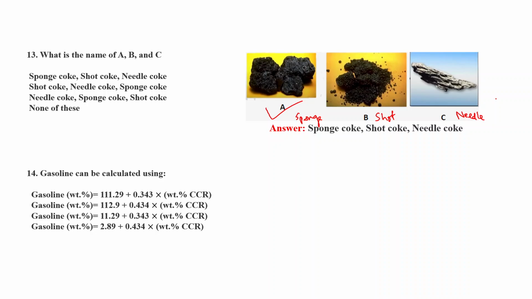Gasoline can be calculated using the empirical relation we have seen in the equation. So this is the equation, which is the third one: 11.29 plus 0.343 into weight percent of Conradson carbon ratio.